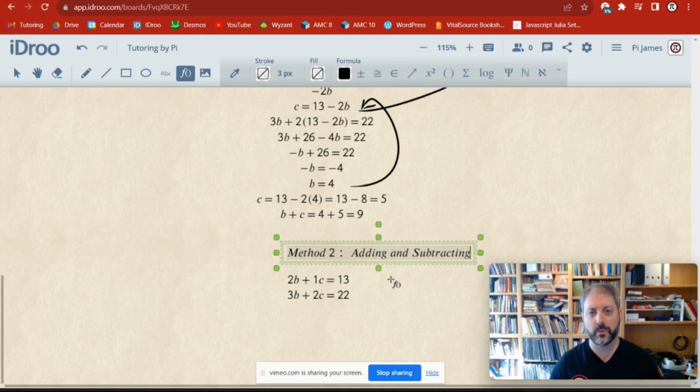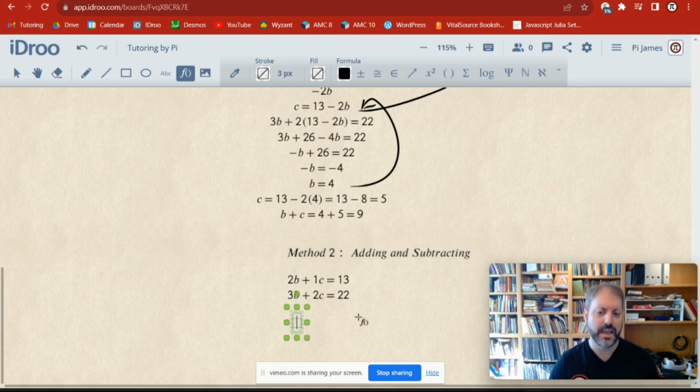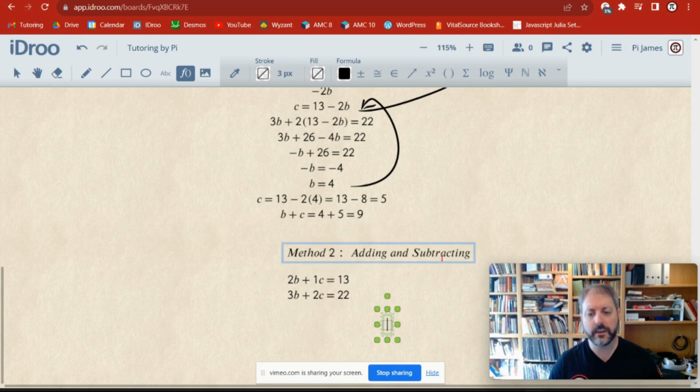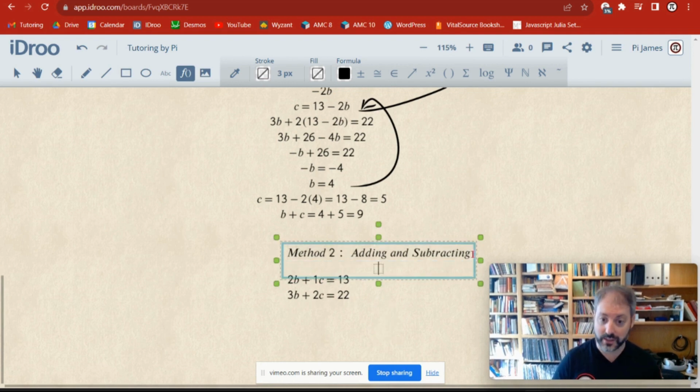There are other names for this, and I think it's like linear combinations. It makes you sound more intelligent when you say linear combinations, so we can also call it that. But adding and subtracting is the main idea. What I like to think of for this, the main strategy for this method, is matching opposites.